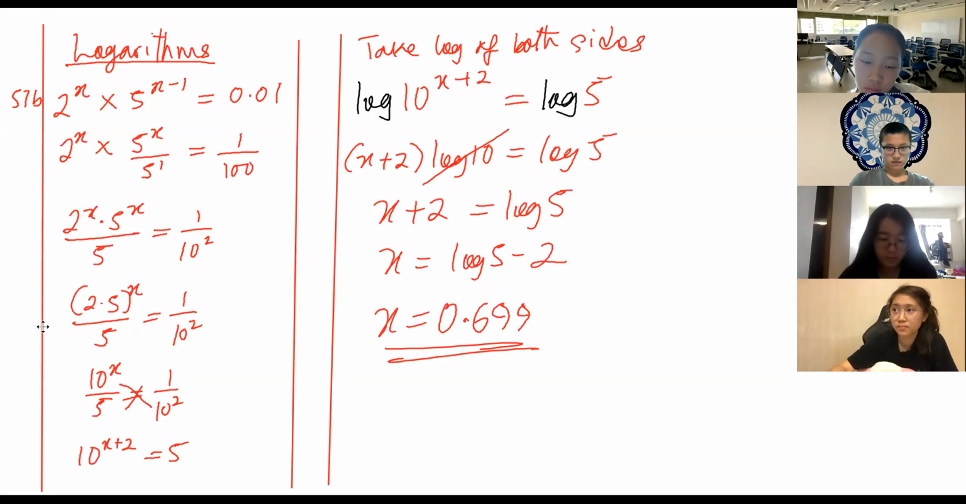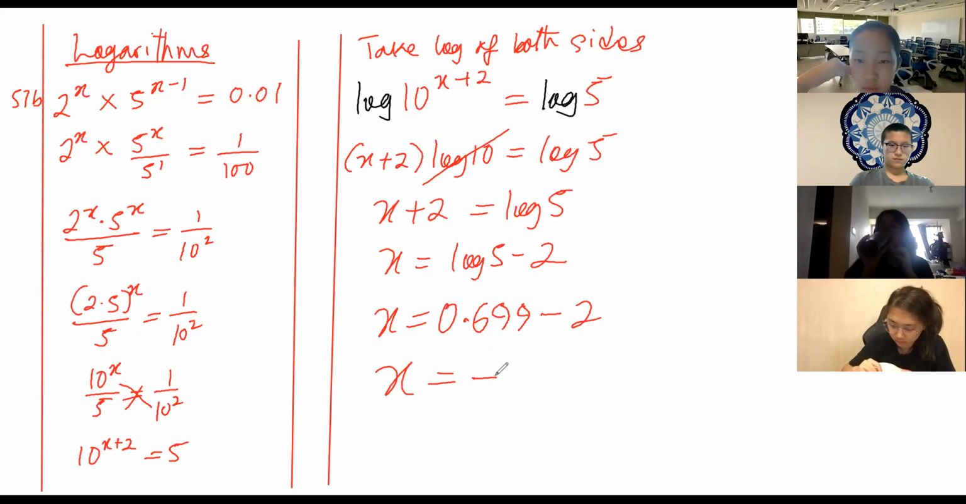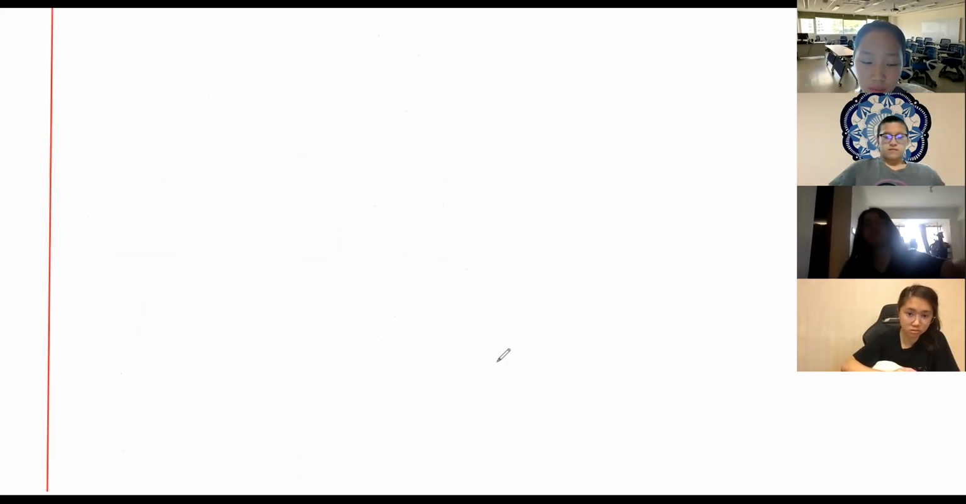Hey, Daniel. Yes. I think that answer was just log 5 and not log 5 minus 2. Are you sure? You did a minus 2 because you only did log 5. Ah, my bad. Thank you. So that's negative 1.301, something like that. Thank you. Good boys and good girls.